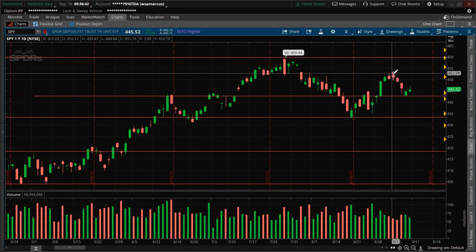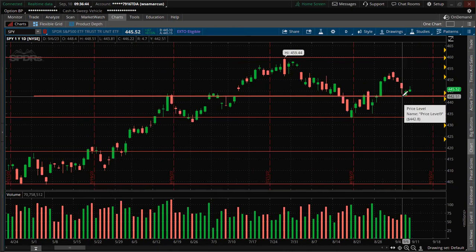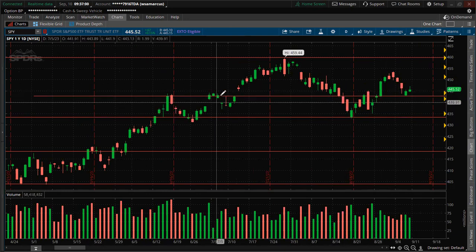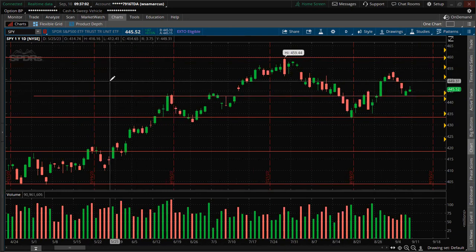So look at this. We pushed up, drop down towards this 442. 442 is going to be a major support level over here, right? You can see it was resistance before, and now it's support, and it was even support before it turned into that resistance level.